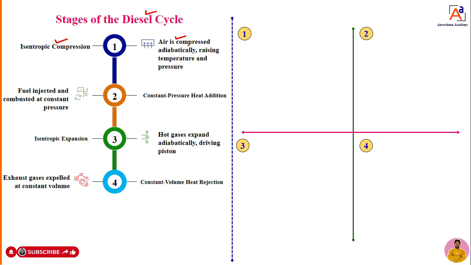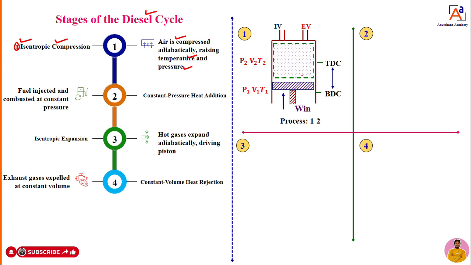That means we are not at all transferring heat from the system to the surroundings, but we are compressing the air. When we compress the air, what happens? There is a rise in temperature as well as pressure. How, we can see here. We can call it the first process, adiabatic compression or isentropic compression.